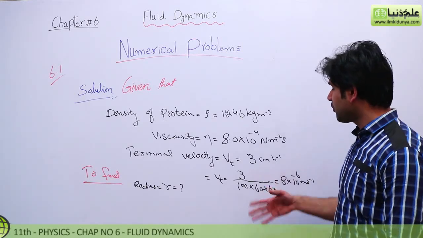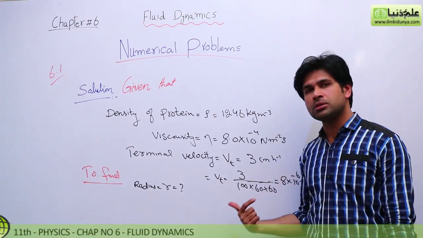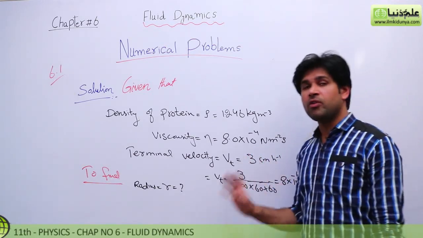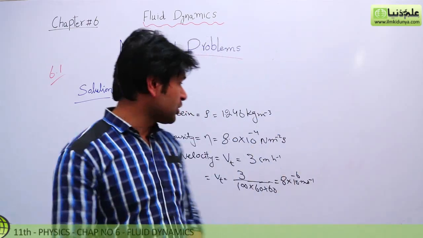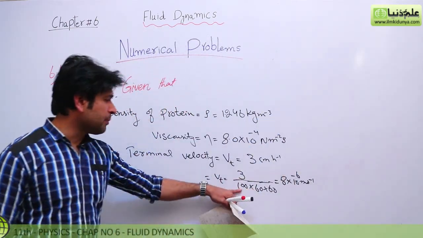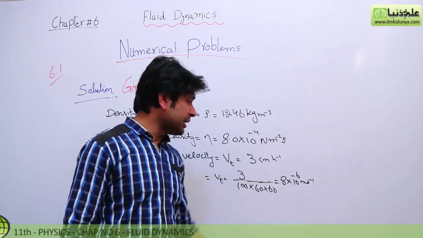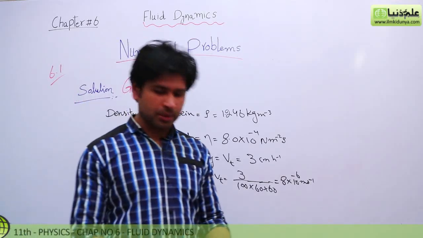We will have to change this centimeter per hour into meter per second. For this sake, what will we have to do? We will have to divide by 100 and 3600. Then we will get 8 × 10 raised to the power minus 6 meter per second.